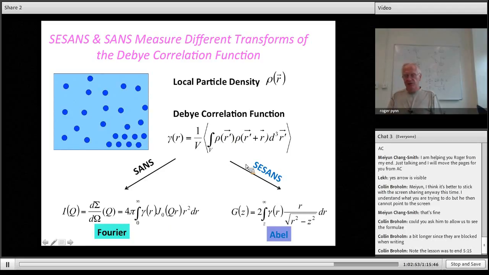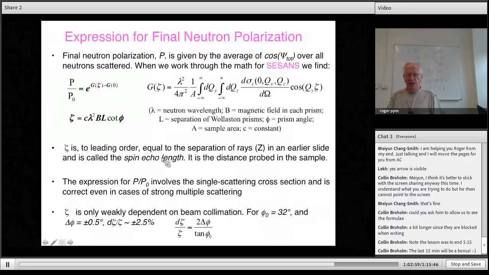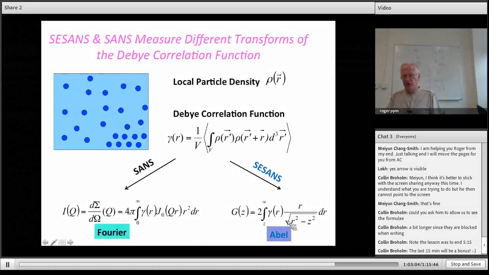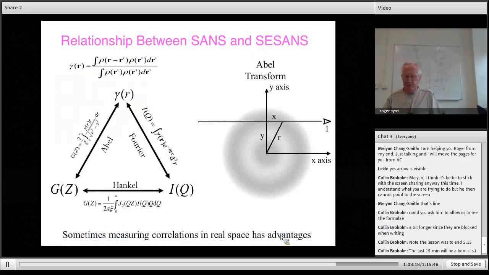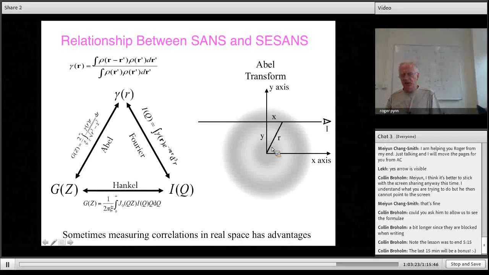In CSANS, it turns out that this G that I told you about on the last view graph, this one that I measure, is actually a different transform of this Debye correlation function. It's called an Abel transform. It's related to the transform that you get if you do radiography. So let me show you that. I think I have a view graph for showing you that. Yeah, maybe I do. So the Abel transform is just a projection.